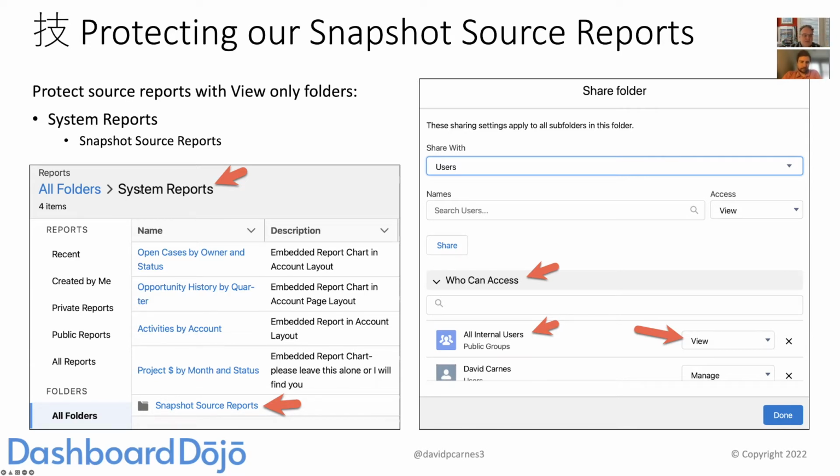My suggestion is we create a folder called System Reports, and we create a folder within that called Snapshot Source Reports. And then at the system reports level, we're going to make that read only. We're essentially going to share that. Why don't we go do that together?